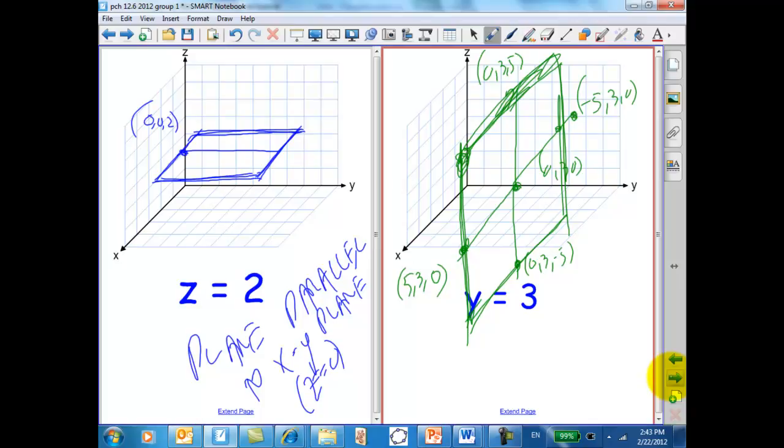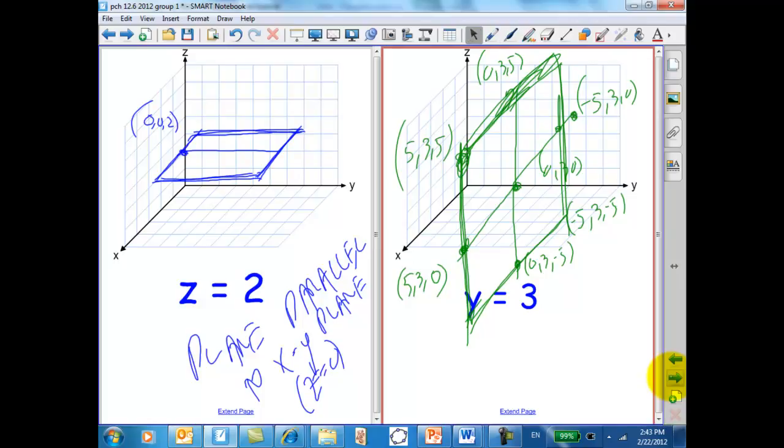So what's this point then? Negative 5, 3, negative 5. And this is 5, 3, 5. What do they all have? They all have y equals 3, right?